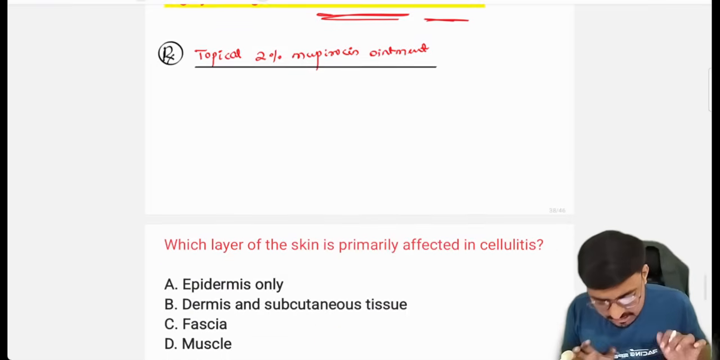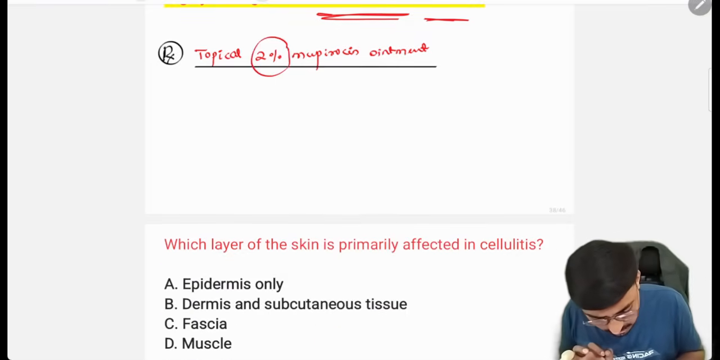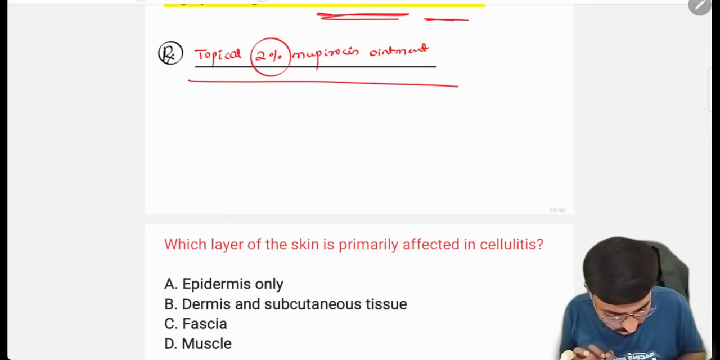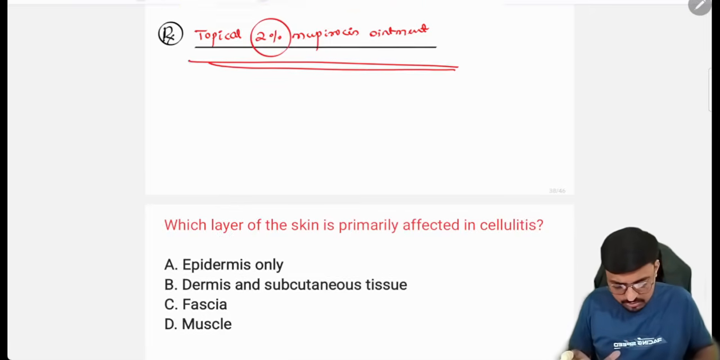So the treatment of choice, or the best treatment, is 2% mupirocin ointment. That is the best treatment we will give a patient with impetigo. So this is a very, very important point we have to keep in our mind.